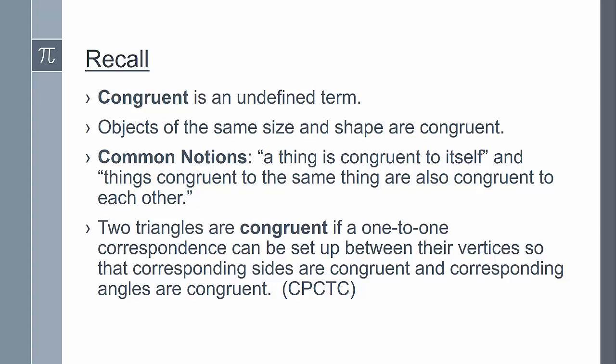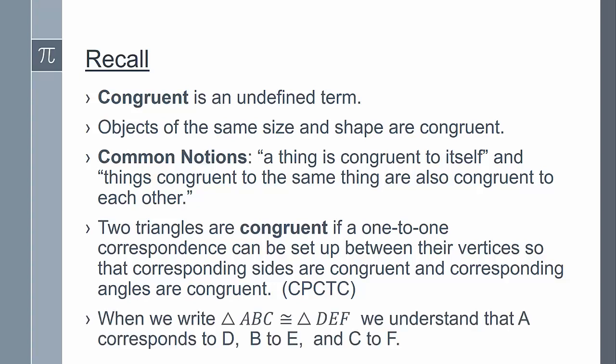Now, when we write, for example, triangle ABC is congruent to triangle DEF, we understand that the order of the letters defines that correspondence between the vertices. So A corresponds to D, B to E, and C to F, and then that determines the corresponding sides.